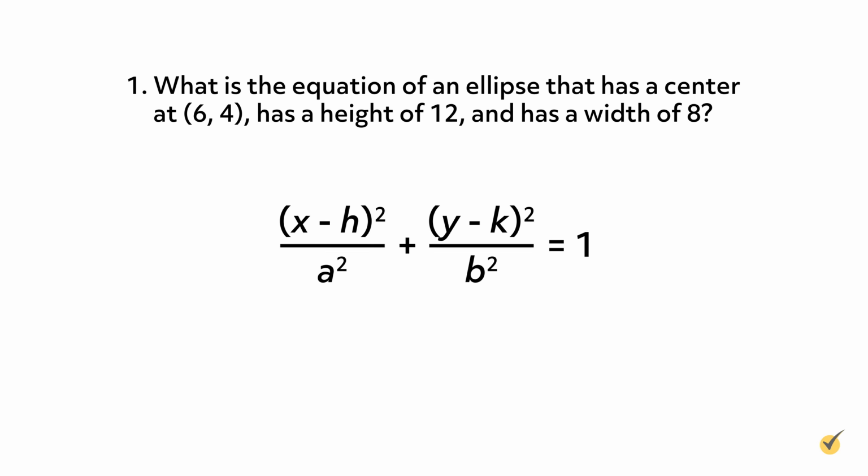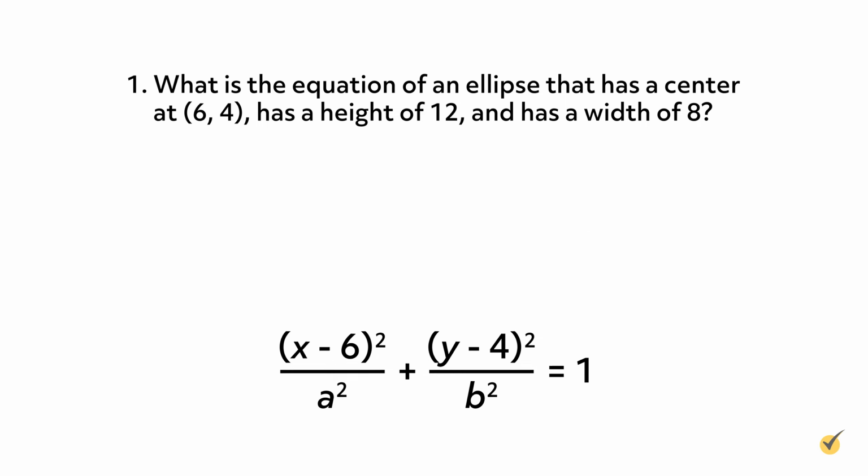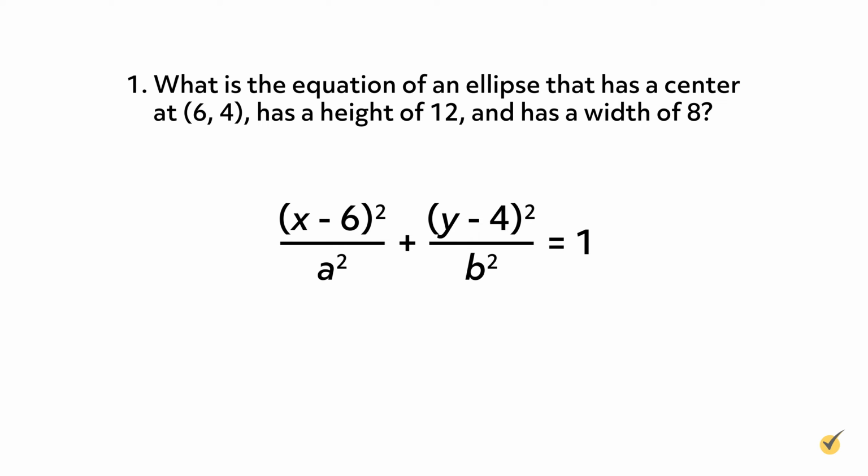We start with the standard form of an equation for an ellipse. X minus h squared over a squared plus y minus k squared over b squared equals 1. Next, we substitute the x and y values of the center for h and k in our general equation. X minus 6 squared over a squared plus y minus 4 squared over b squared equals 1. Finally, we take half of the width, which is the minor axis, to find our value for a. Half of 8 is 4. We then square it after substituting it into the general equation for our first denominator of 16. We do the same thing for b. Take half of the height, half of 12 is 6, and substitute it in for b, where it is squared to become 36. Done! X minus 6 squared over 16 plus y minus 4 squared over 36 equals 1.